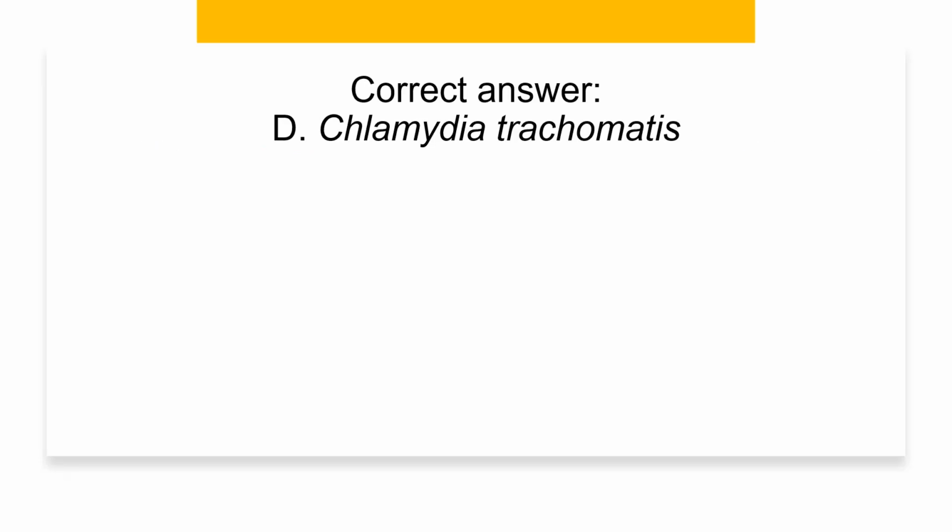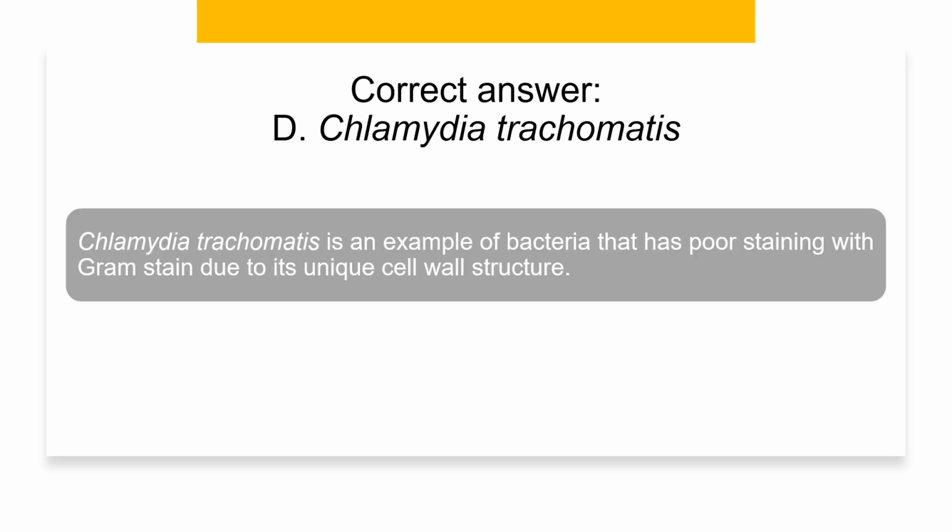Well, the correct answer is D. Chlamydia trachomatis, and that's because of the unique cell wall structure of Chlamydia trachomatis, and it is an example of bacteria that has poor staining with gram stain.